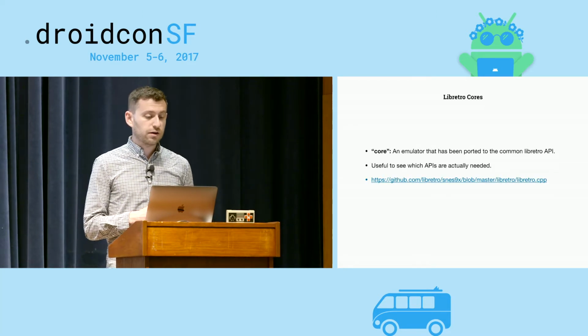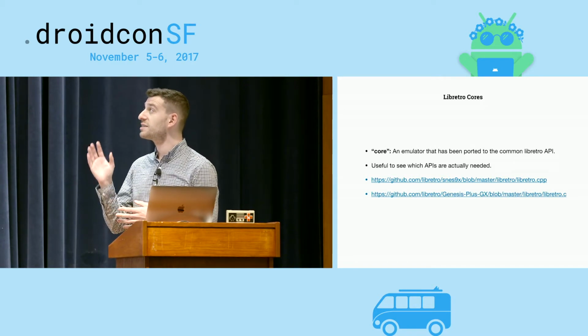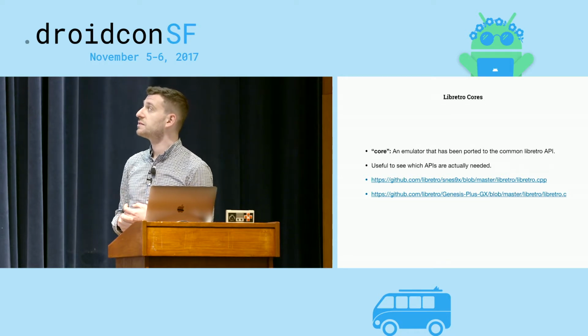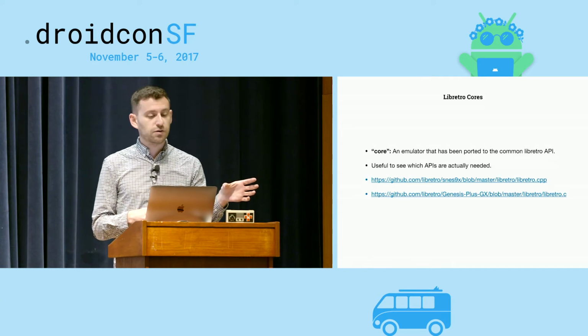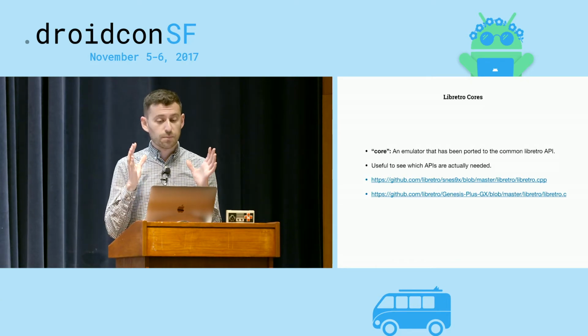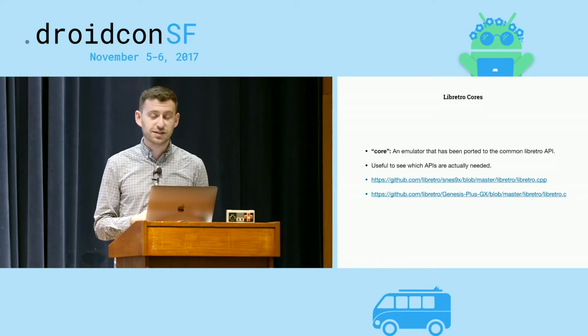In general, what I found was that the code for these cores, the libretro specific code, was in a single file. So, for example, the first link here is the libretro code for a Super Nintendo emulator, and the second URL is the libretro code for a Sega Genesis emulator. And by having all that code in one file, it just made it really easy to understand what was going on.